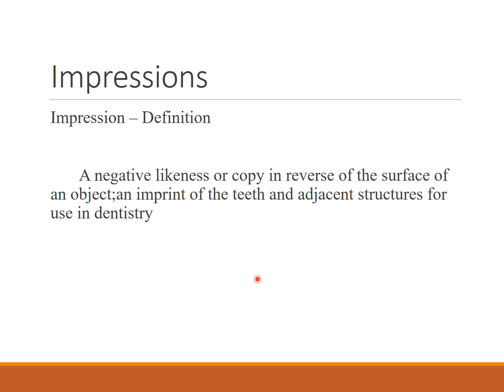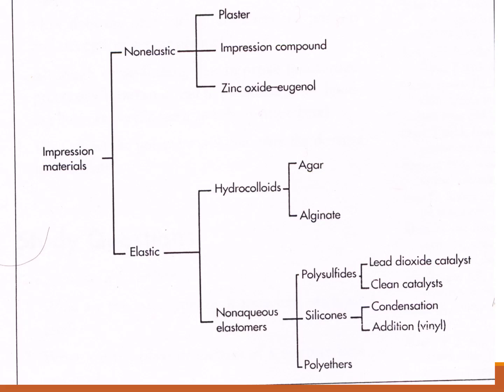Now we'll come to the impressions in the RPD. The definition of an impression is a negative likeness or copy in reverse of the surface of an object, an imprint of the teeth and adjacent structures for use in dentistry. Impression materials are non-elastic and elastic. In non-elastic, there are plastic impression compounds and zinc oxide eugenol. In elastic, you have hydrocolloids: agar and alginate.